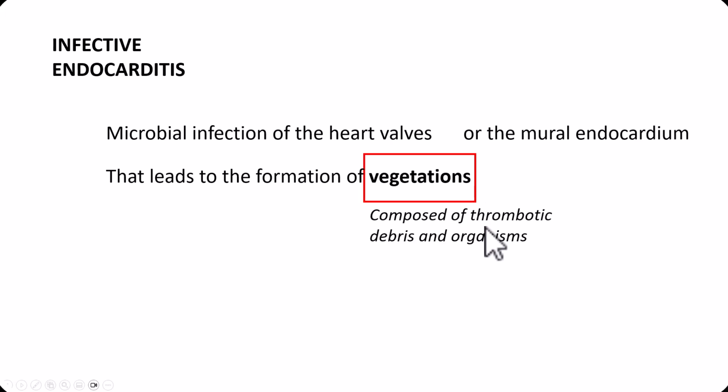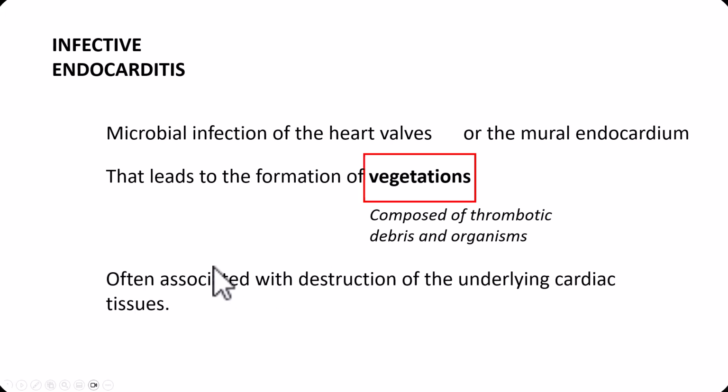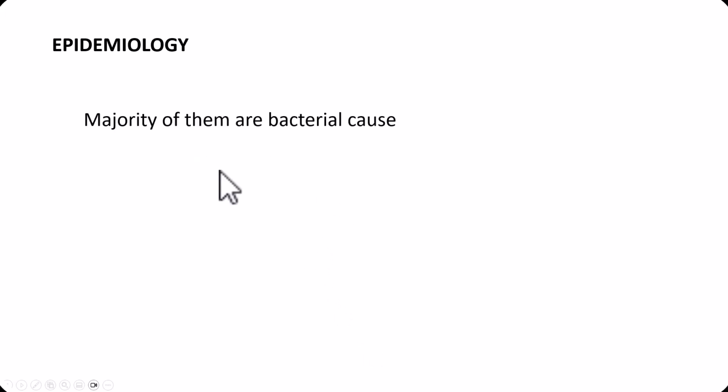And these vegetations are basically composed of thrombotic debris and organisms, which we'll be discussing in detail when we understand the pathogenesis. So, this infective endocarditis is often associated with destruction of the underlying cardiac tissues. Coming to the epidemiology, the majority of them are caused by bacteria, and that's why it's often called bacterial endocarditis. But it can be fungal or due to other microbial agents.